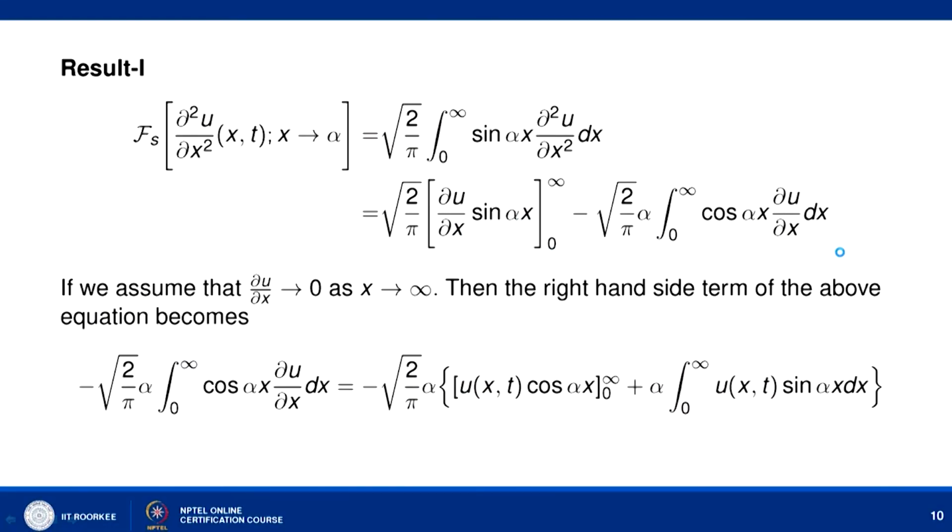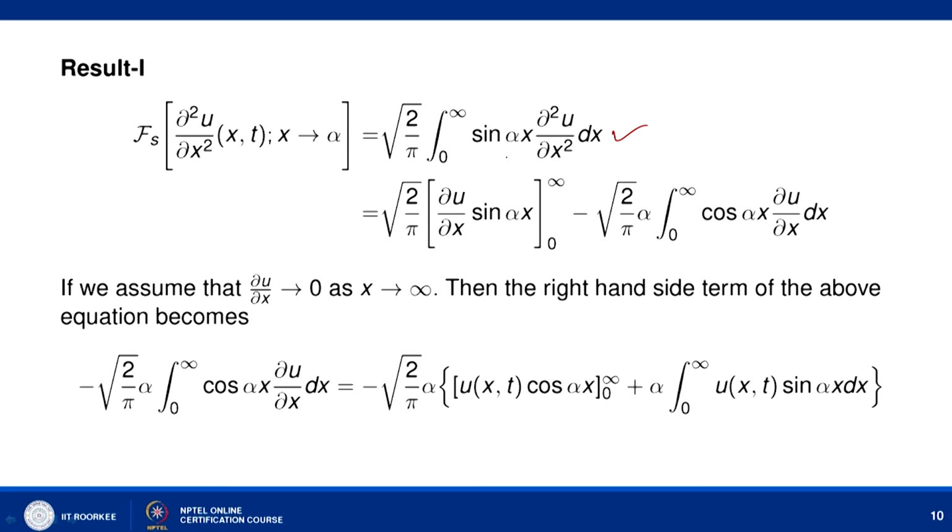So, let us look at the first result. The first result is that the Fourier sine transform of ∂²u/∂x² is given as root 2 upon pi, integral from 0 to infinity of sin(αx) ∂²u/∂x² dx, and then we apply integration by parts.